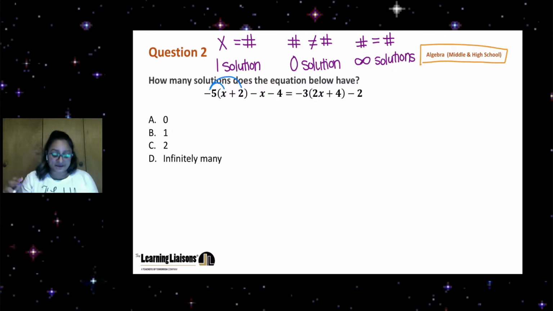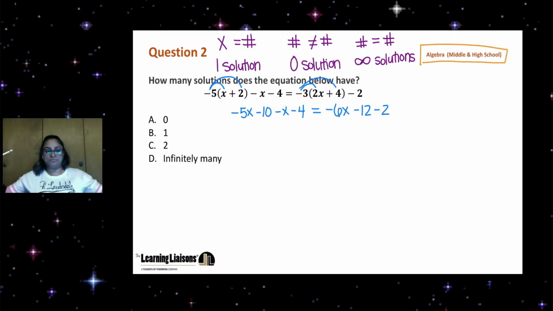That means -5 times x to give us -5x. -5 times a +2 to give us -10. Bring down the rest of that left-hand side. Keep the equal sign and continue. So now -3 has to go to everybody. So -3 times +2x is -6x, and -3 times a +4 is -12. Bring down the -2.